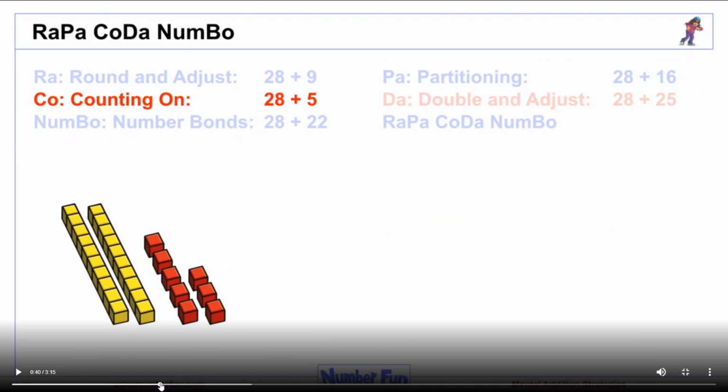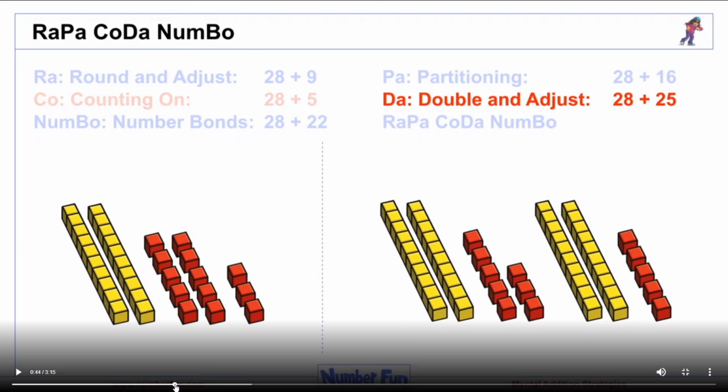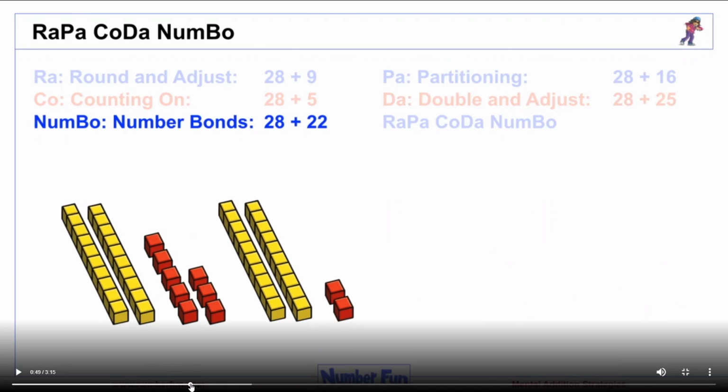The counting on, you can just see the extra 5 that come in. Double and adjust. This one looks really nice, that 25 and 25, plus the 3. And then finally, with number bonds, the 28 and the 22, you can see how the 2 make a brand new 10.